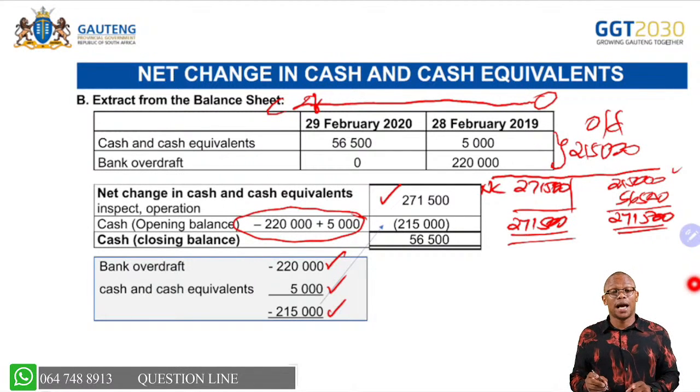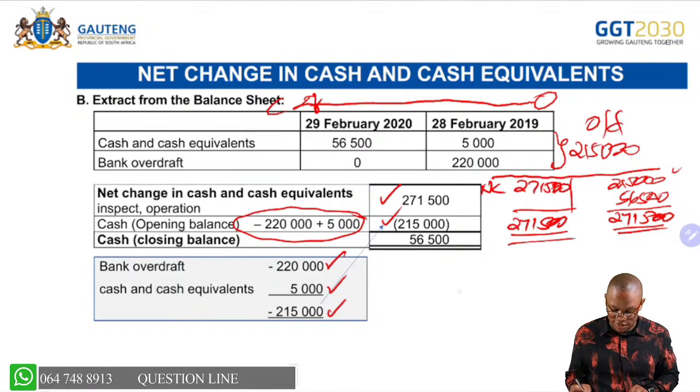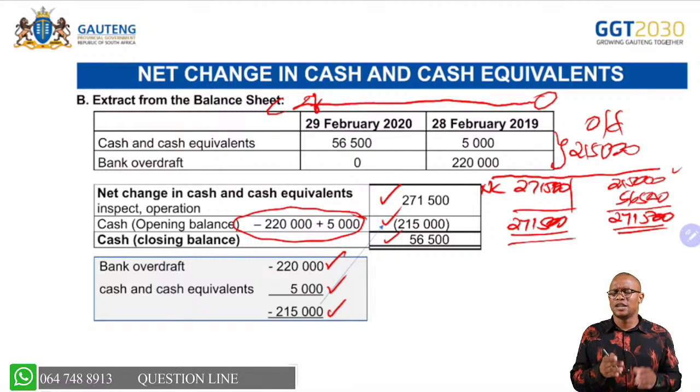We had to calculate whether it's debit or credit. So the overdraft was more than the cash and cash equivalents. It was 215, which is negative. Then the answer is 56,500. So you can do it in the ledger. Remember I said, if you don't understand anything, go to your emergency room, which is your ledger account.